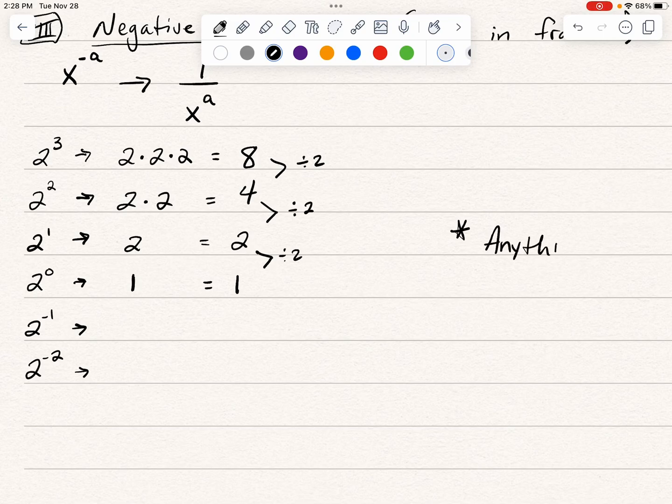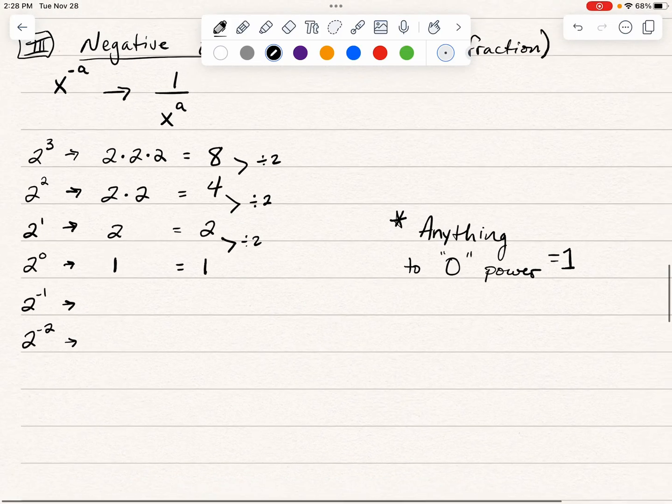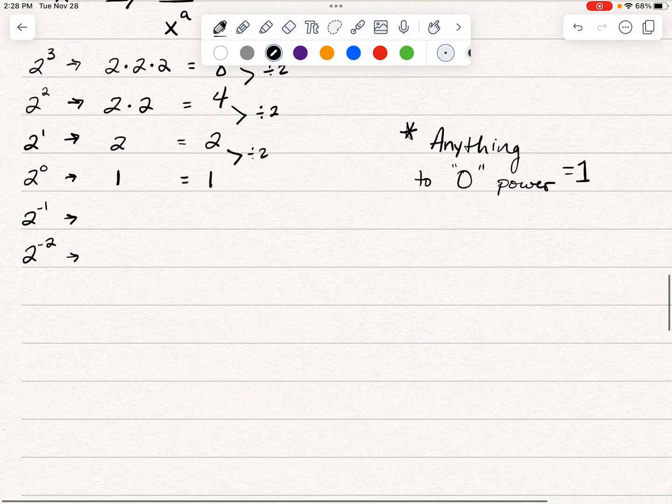And so anything to the 0 power, this is a good rule to write down. Anything to the 0 power is equal to 1. Always, no matter what it is. It's always going to be equal to 1.